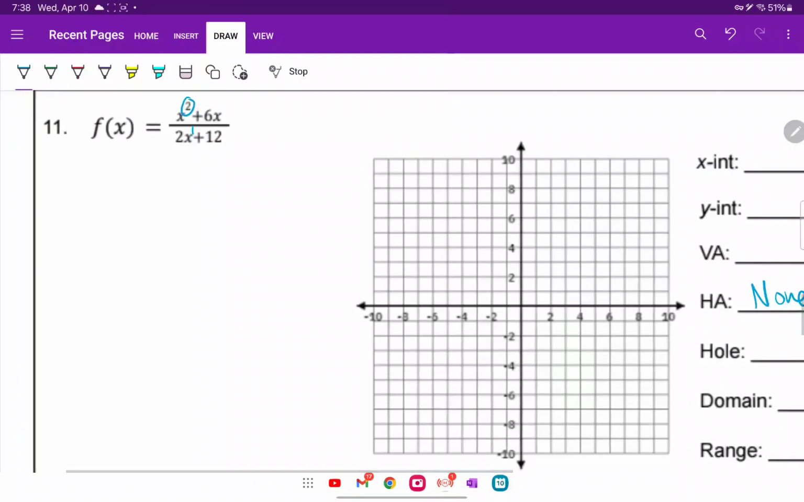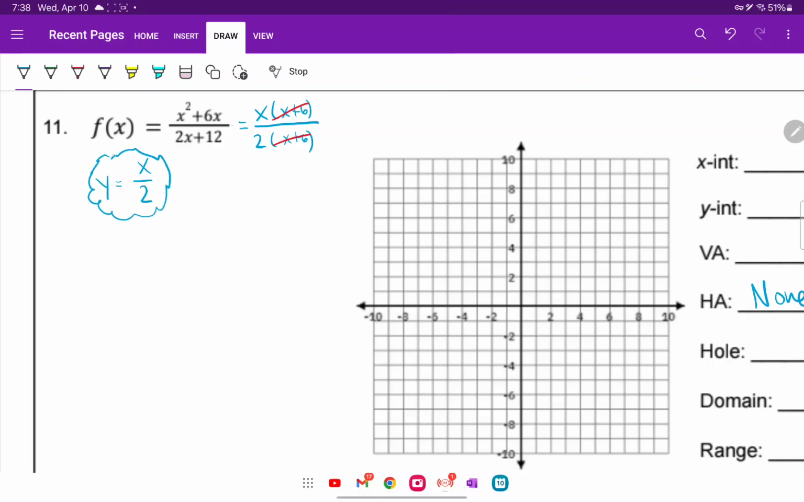All right, and I'm going to go ahead and factor now. Again, I could have done that afterwards, but I just chose to do it right now. And I'll come back and show you again. All right, so on the top, we can factor out an x. And on the bottom, we can factor out a 2. And we see our common factors are x plus 6, we can cross out. So now my simplified equation is x over 2. All right, and that's my simplified equation. The rest of my answers will come from here.